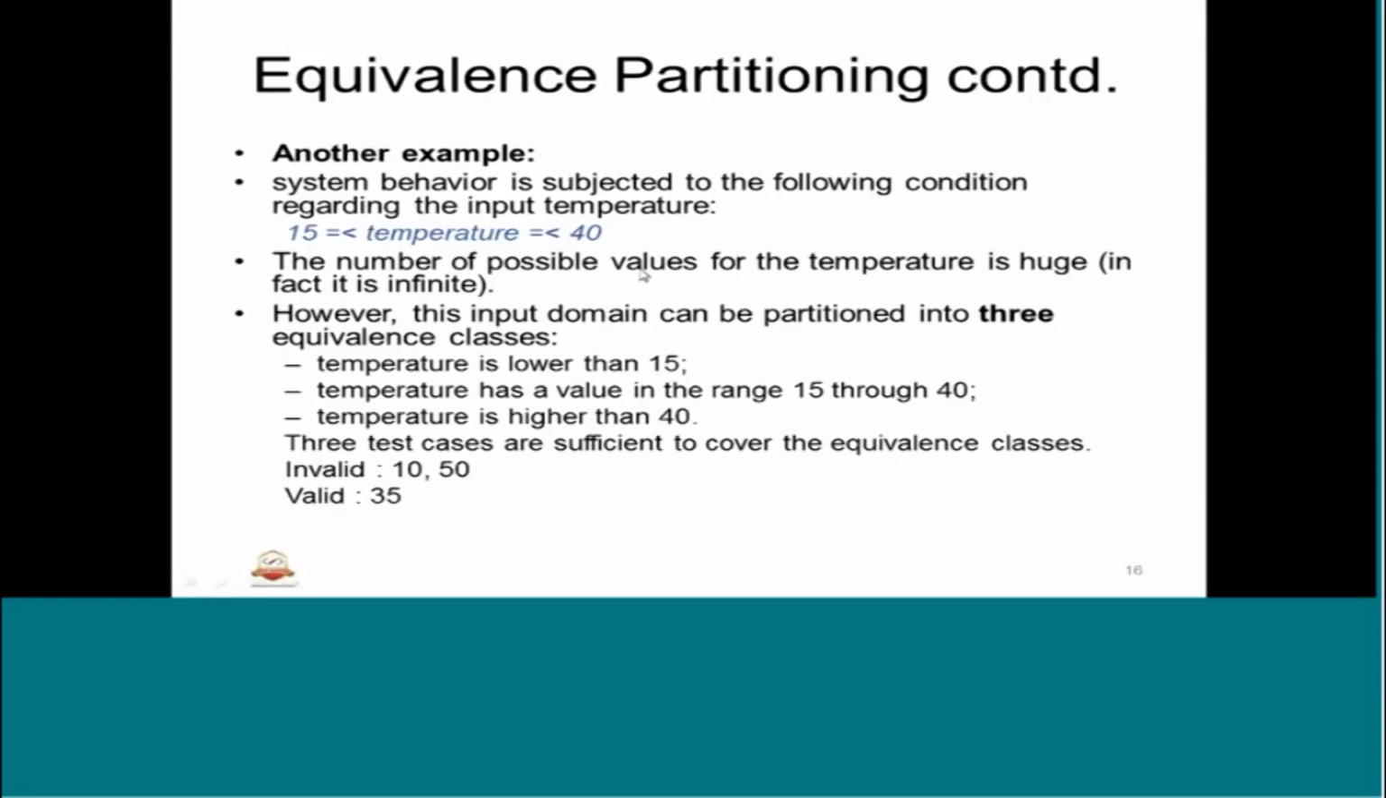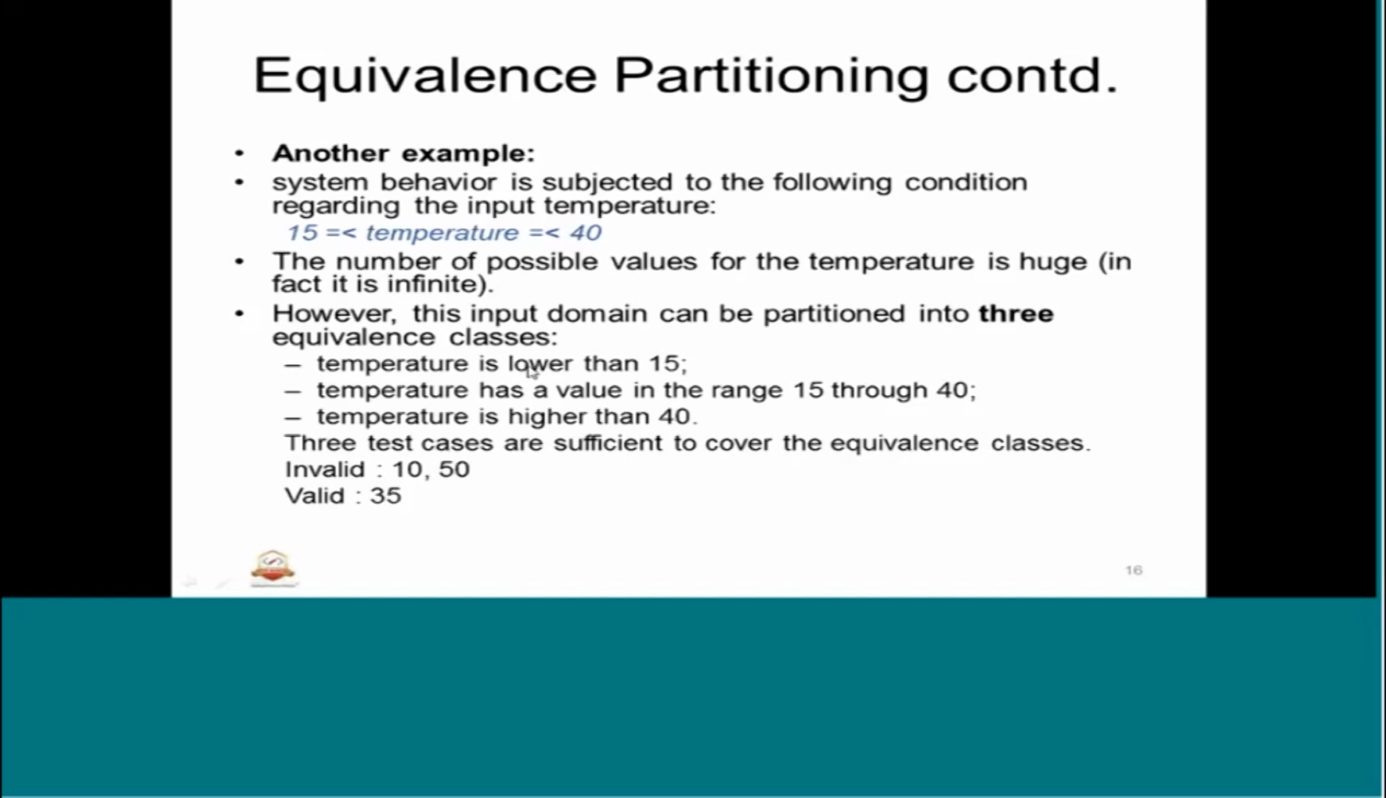The number of possible values for the temperature is huge. We can have 15.01, 15.02, 15.1, 15.2, 15.3 likewise till 39.9999, subject to the acceptability of the embedded system. So it is infinite, the value could be different. We know that we are going to have equivalence partitioning for the sake of reducing all this. So that is what is mentioned here. 3 equivalence classes can be defined for this.